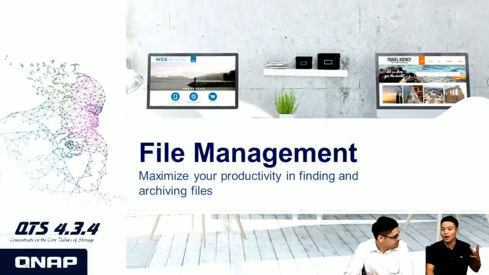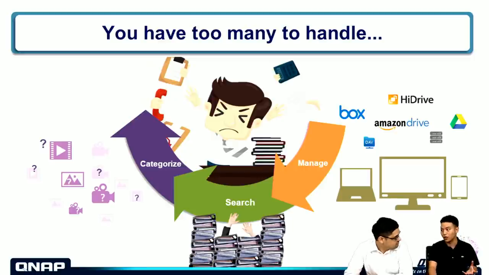Okay, so with our file management total solution in QTS 4.3.4, we want to start with what problems our users have right now. From a daily office worker's view, we categorize their problems into the following three directions. One, when they want to manage their files, which can be split across many devices or cloud services like Dropbox or Amazon, which you can name it. And when you try to manage so many files from so many devices, that could be troublesome. You don't want to log in and log out.